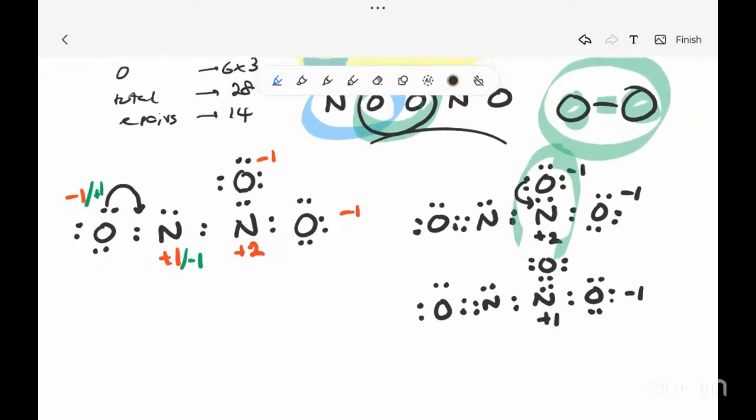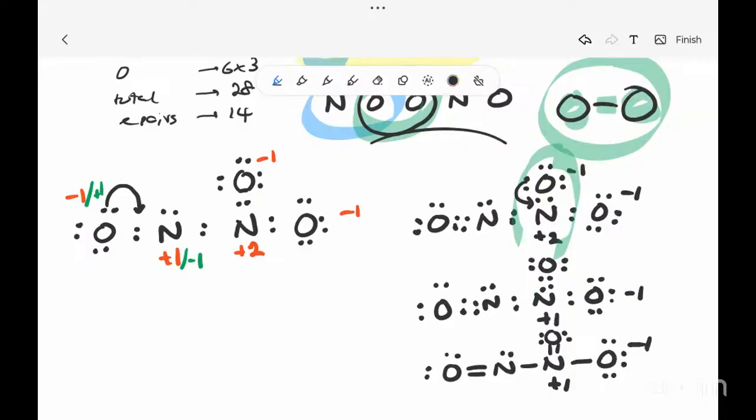So the Lewis dot-dash structure we can draw: oxygen double bond O, N single bond O, and a double bond O here. This is oxygen, not N. Then we have -1 charge, +1 charge. This is because of the dative bond. It's like this. So this is N2O3, right?